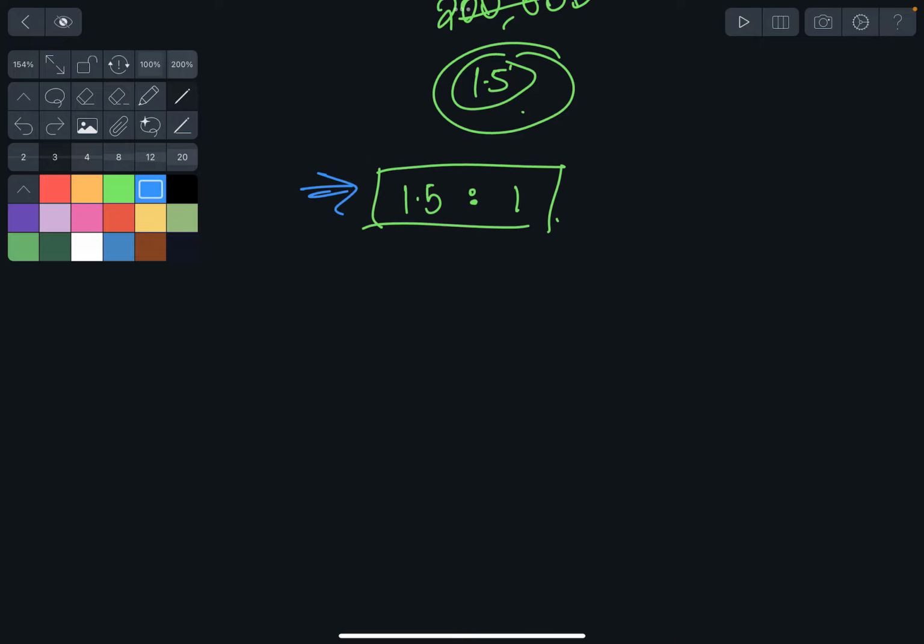We've got the ratio. But what is this ratio telling us about the business? A ratio of 1.5 is to 1 tells us that the firm has $1.5 of current assets for every dollar of liabilities. So it has $1.5 of assets for every $1 of liabilities. That's what it's telling us.